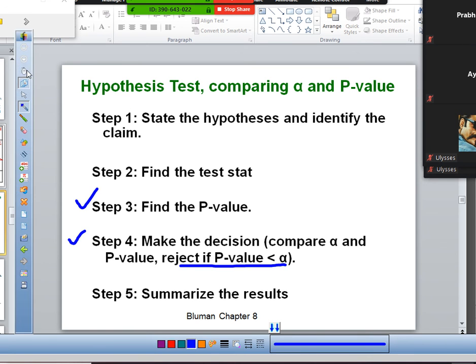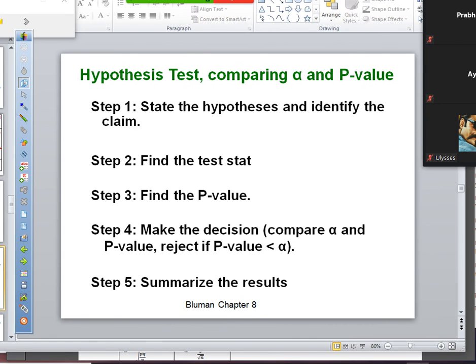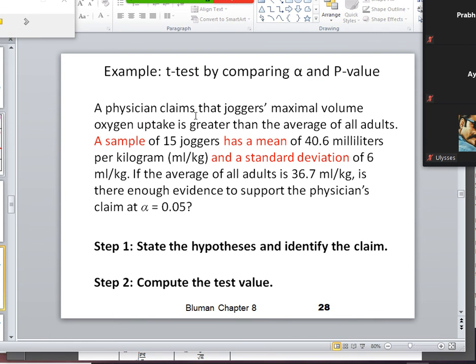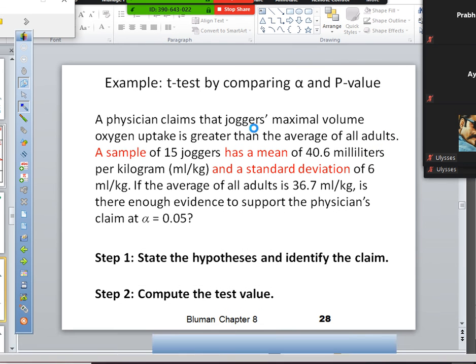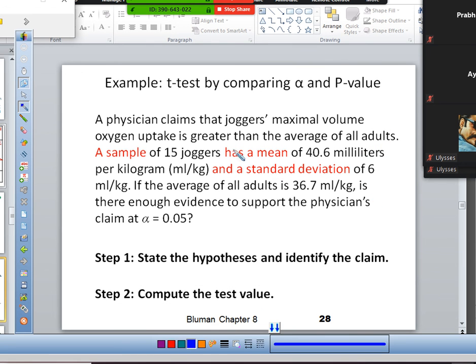So what we're going to do these last few minutes is a quick example comparing alpha and p-values. Here we have a physician claiming that joggers' oxygen is greater than the average of all adults. In other words, he's claiming that joggers' average, I know this is going to be a mean because of the word average, their mean is greater than everybody else's. What's everybody else's? Now you have to figure that out. The average of all adults is 36.7.